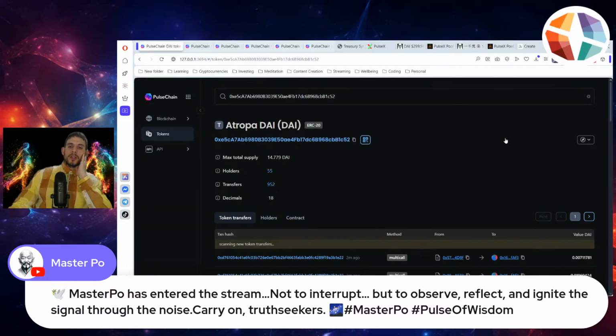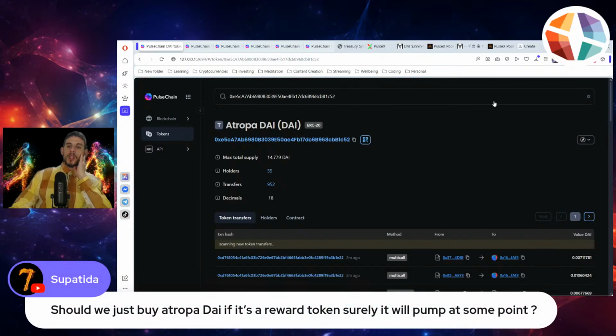Should we just buy an Atropa DAI if it's a reward token? Surely it will pump at some point. So it's not a reward token. It's a child token. So it's not a reward token.